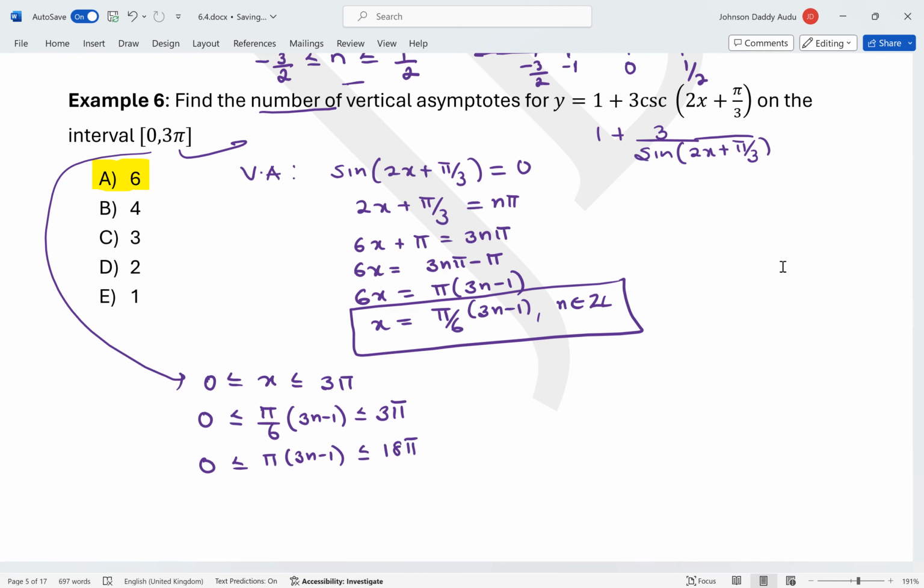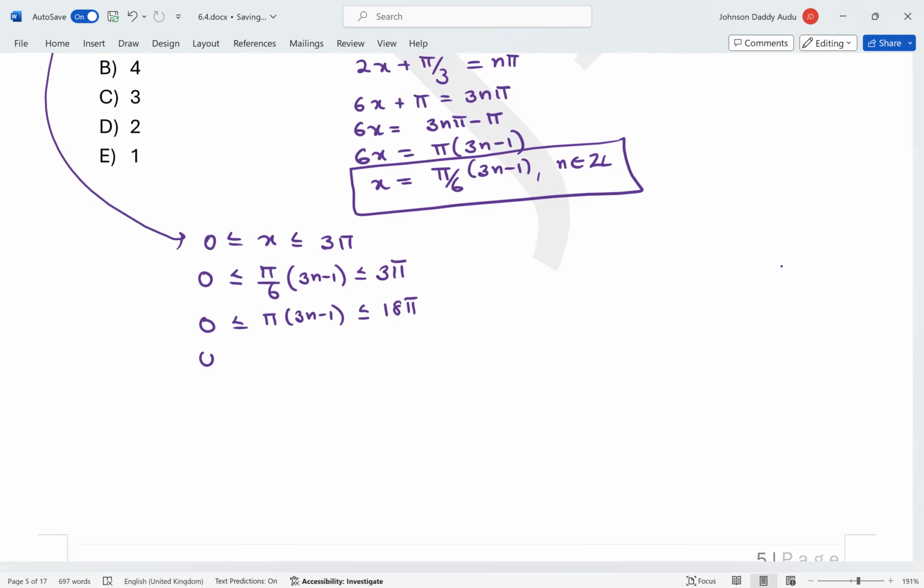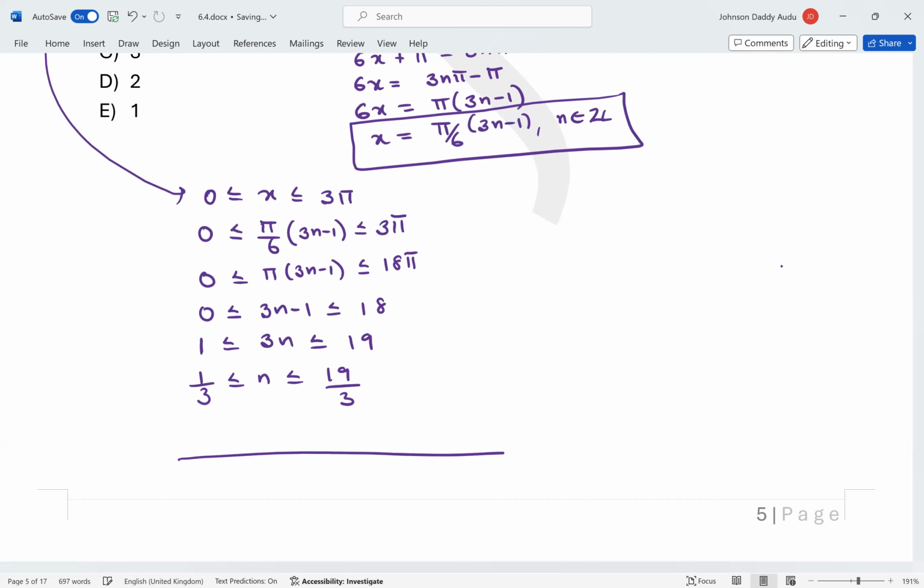Now you can divide both sides by pi, actually. So here will still be 0. Here will become 3n minus 1, and this will become 18. Then we try to solve for n. Here will become 1, 3n, and this will become 19. So we're adding 1 to the three-sided inequality. Then if you divide both sides by 3, this is 1 over 3 less than n less than 19 over 3. So it means that our n is between 1 over 3 and 19 over 3, right?